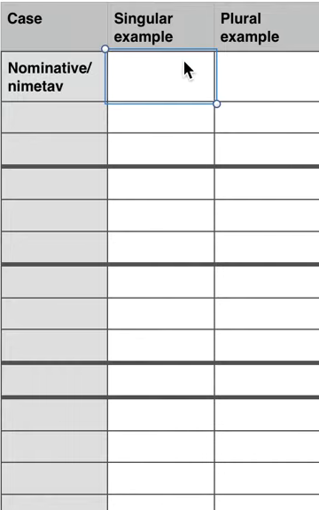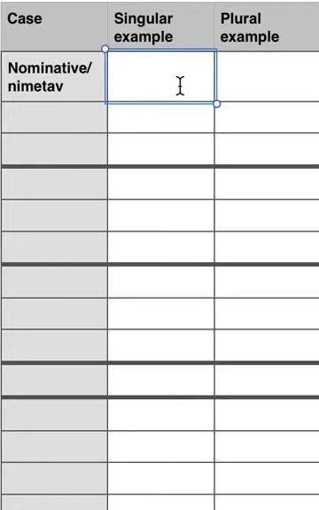Now, we're going to be doing singular examples first and then plural examples for other cases. For the word that we're going to be making the example on, we'll have to include a noun and an adjective. For the adjective, we're going to be using the word beautiful in Estonian, which is ilus. And for the noun, we're going to be using the word book, which is raamat.